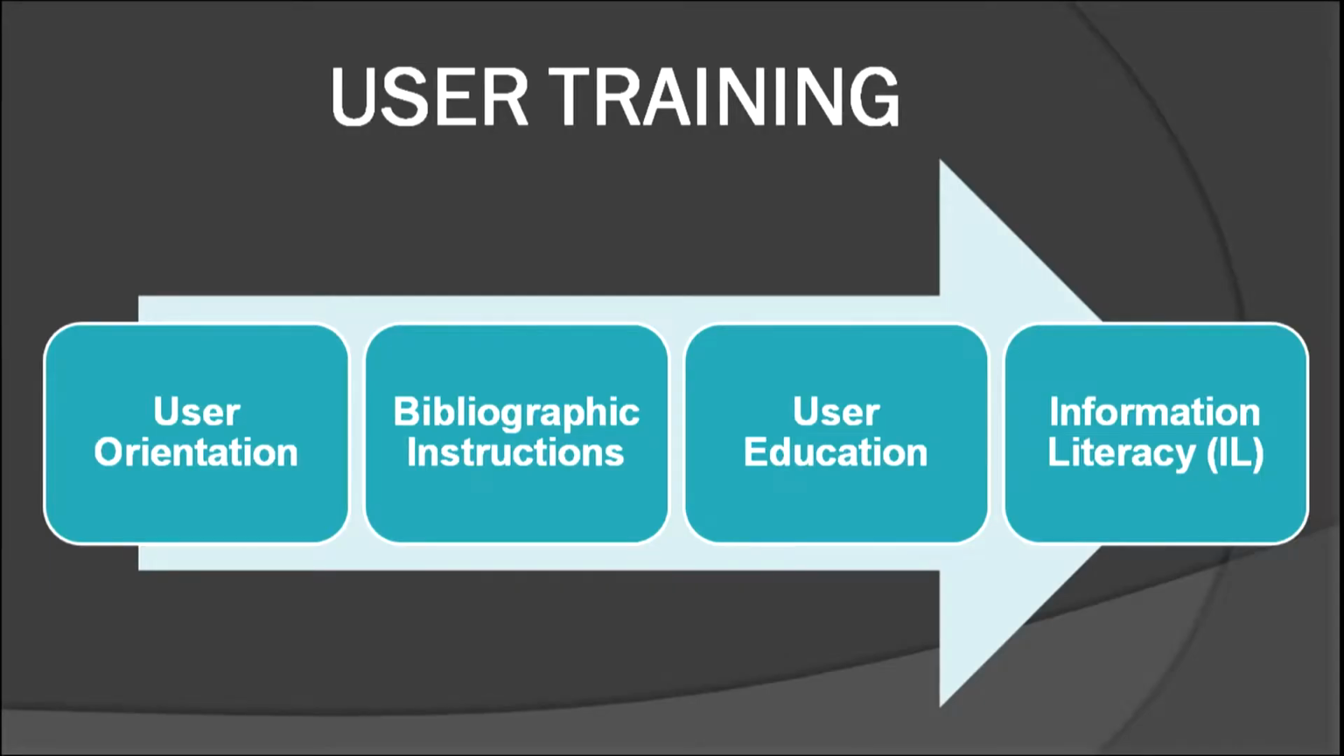A wide range of training programs are provided by libraries. These training programs aim to help the user to find and search information independently. Such user training may be user orientation programs, bibliographic instruction, user education and information literacy. Now, we will discuss user training in detail. Depending upon the type of instruction, the program may be user orientation, bibliographic instruction or a user education program.